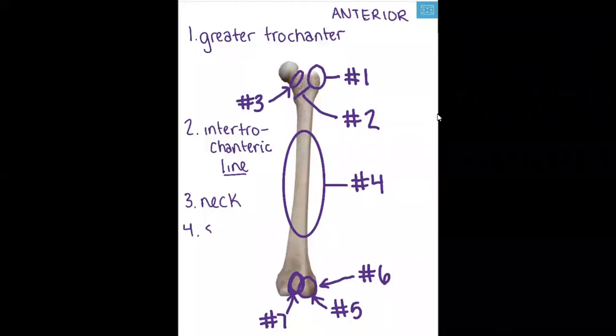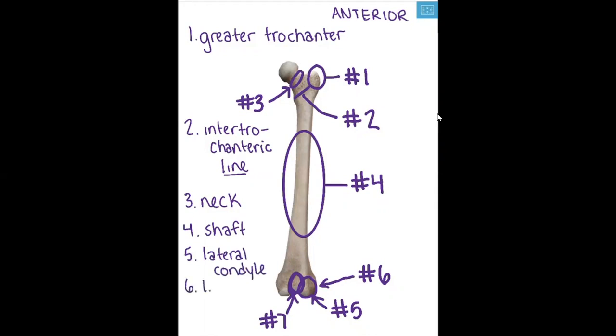Number 4 is the femoral shaft. 5, we have the lateral condyle. 6, we have the lateral epicondyle. And remember, the adductor tubercle is only on the medial epicondyle. There's no tubercle on top of the lateral epicondyle. This is an L. That's confusing.